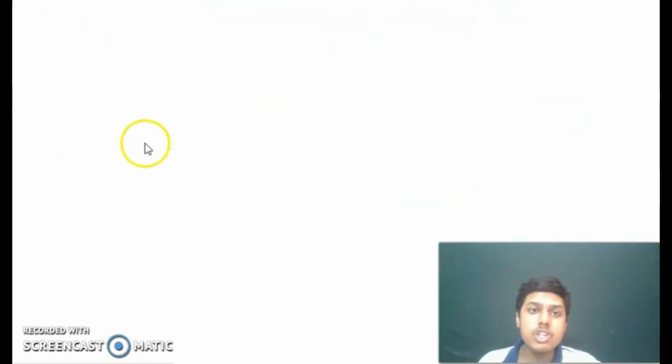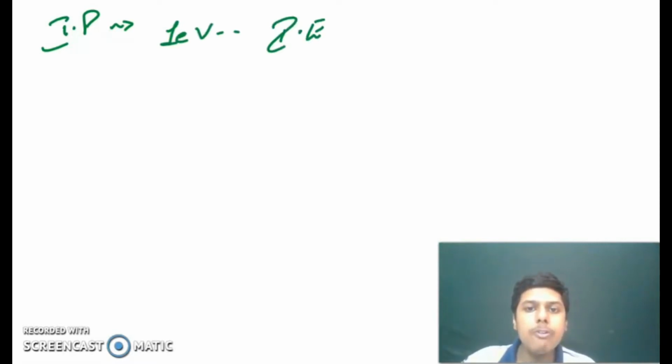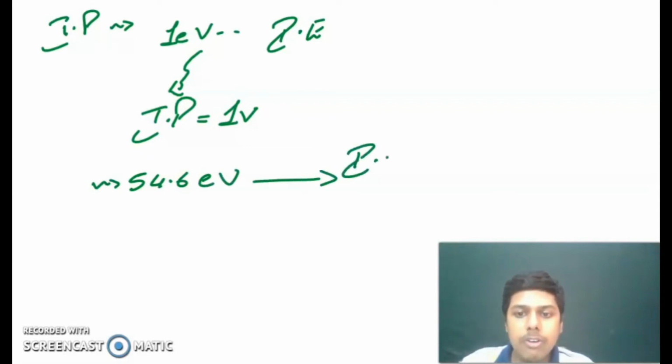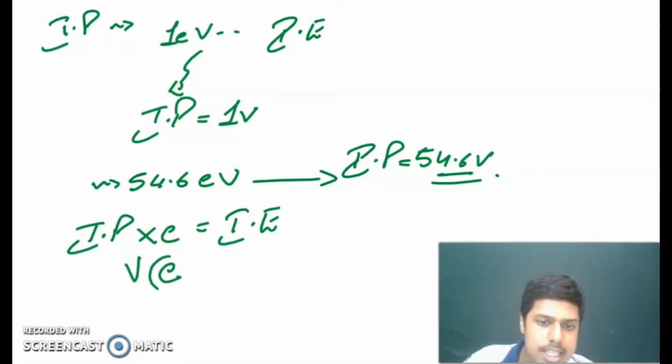Now let us move to the ionization potential. What is this ionization potential? If there is written for one electron volt of ionization energy, the value of ionization potential is 1 volt. For 54.6 electron volts of energy, the value of ionization potential will be equal to 54.6 volts. Similarly the formula is: ionization potential times e is equal to the ionization energy. As you can see here, this e is the electronic charge, while this V, voltage, represents the ionization potential, that is equal to the ionization energy.